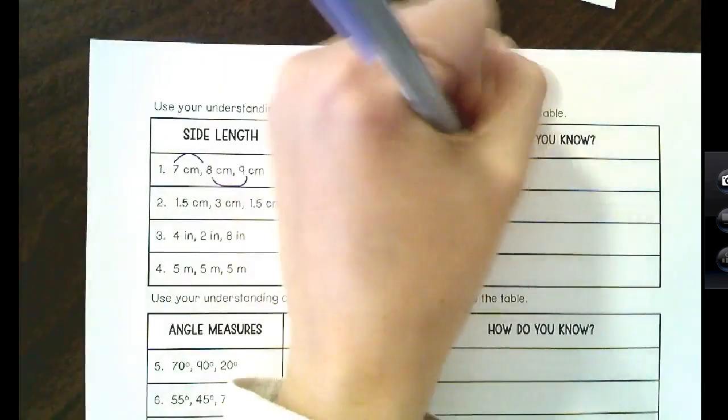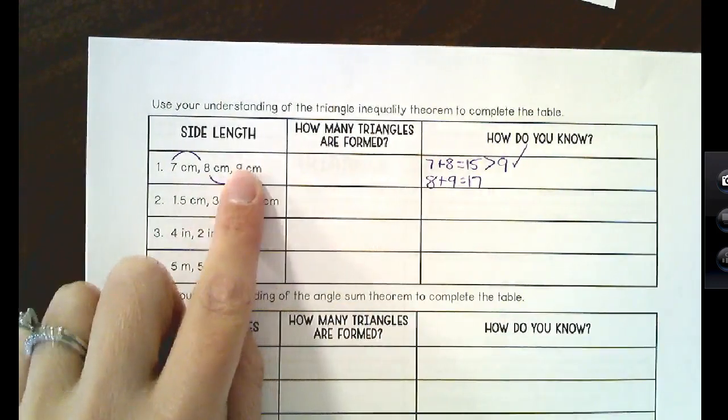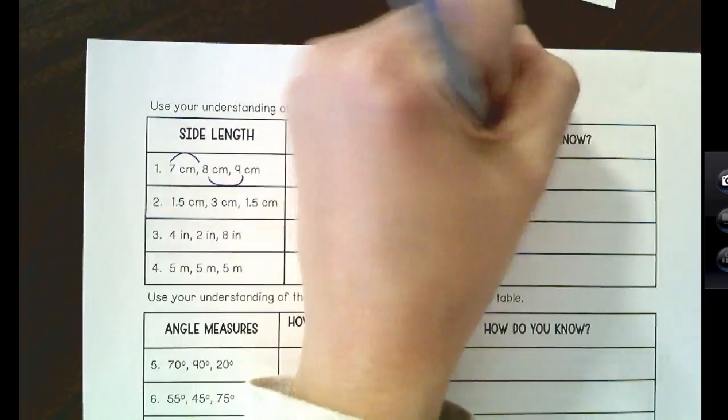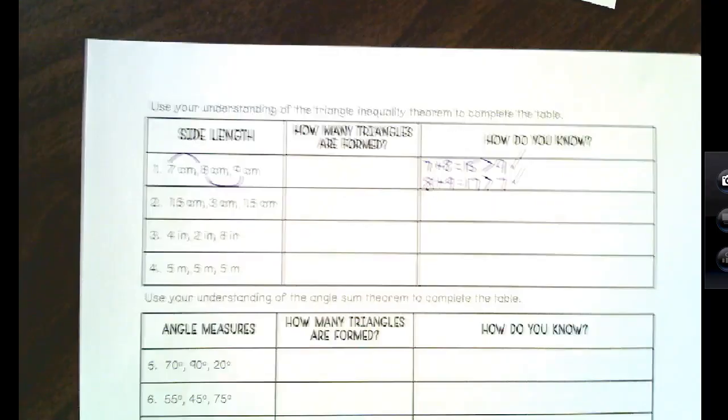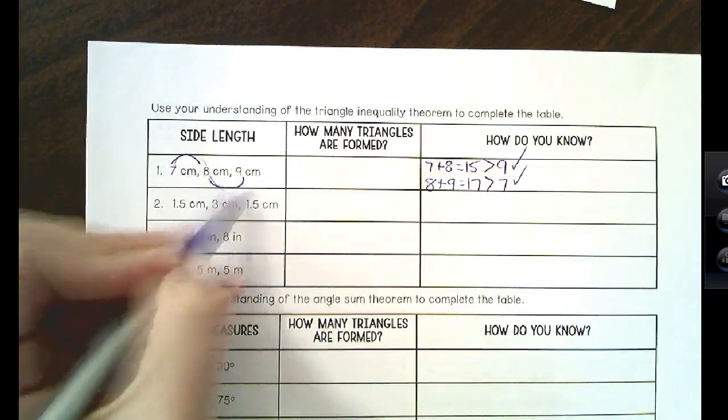8 plus 9 gives me 17. So I have to figure out, is that larger than my remaining side, that's 7? It is, so that does create a triangle. So I've added the first and the second and the third.